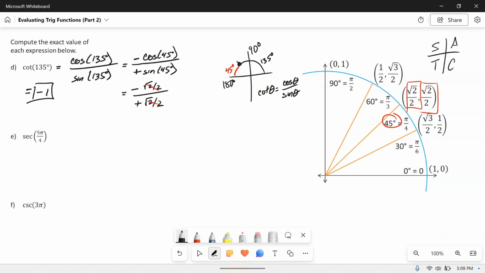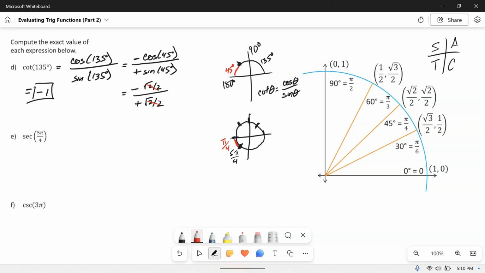All right, let's try the secant of 5 pi over 4. So again, we'll locate where 5 pi over 4 is. We're going to go around the unit circle. We know here's 1, 2, 3, 4, 5 pi over 4. So 5 pi over 4 is in the third quadrant. And its reference angle goes back to the x-axis, and it's just a distance of pi over 4.